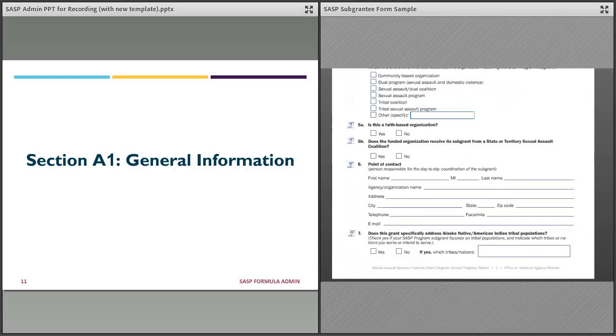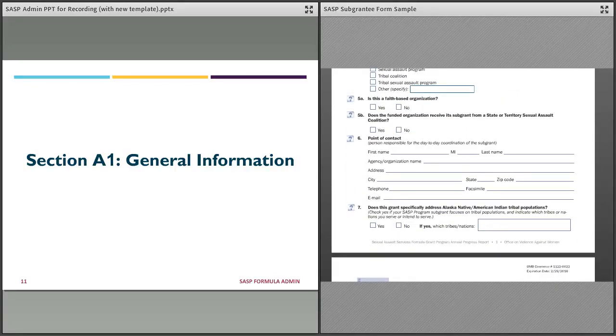Question 5A and question 5B are yes or no questions. In question 6, the subgrantee will enter the point of contact for their agency. This should be the person who is responsible for the day-to-day grant-funded activities so that if there are any questions about their data, we are able to go back and ask them.